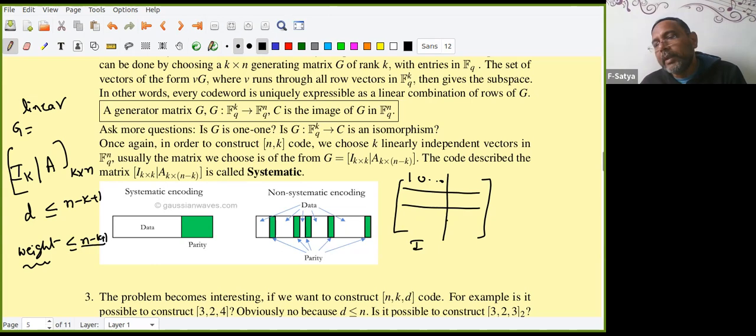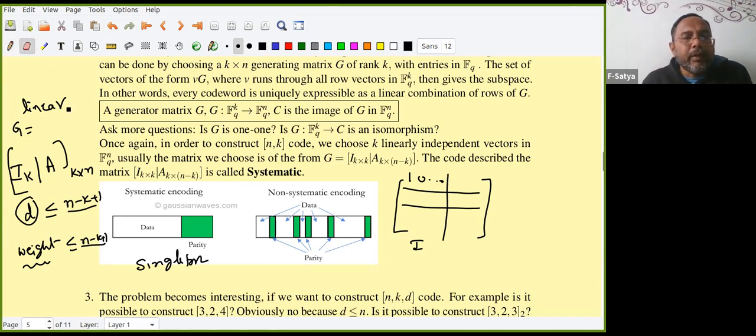After adding, maybe the weight may increase, that's okay. But the distance of the code is the minimum. Already here itself I have it, so it can be less than or equal to n minus k plus 1. It can be further less, but at least this is a bound. Are you following that part? So if it is in systematic form, we cannot improve d more than this. Actually, without knowing, you proved something. This is called the Singleton bound. Again, I will recall this in the next class.